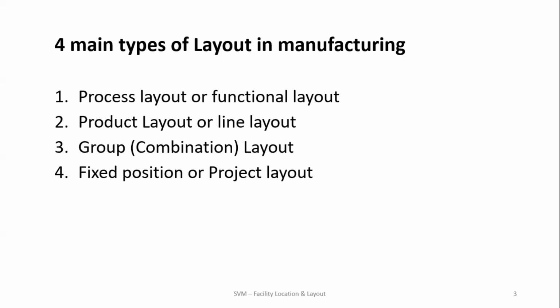Group layout is about combining process and product layout, suitable for cellular manufacturing, which will minimize transportation and material handling costs. And the fixed position or project layout is where main facilities remain fixed while materials, people, and workstations move as needed, suitable for highly customized products. Now we will see in detail each one.